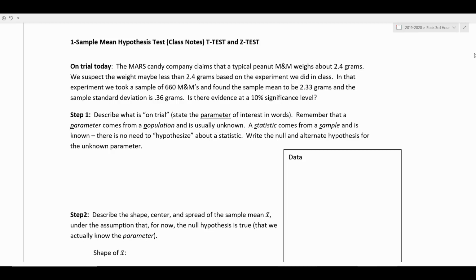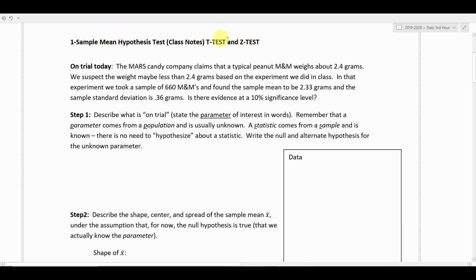Hey guys, welcome back. Today we're going to be talking about hypothesis testing, this time with means. Last week we looked at the hypothesis test and did a couple of examples with proportions. So we're going to be talking about hypothesis testing with the mean.